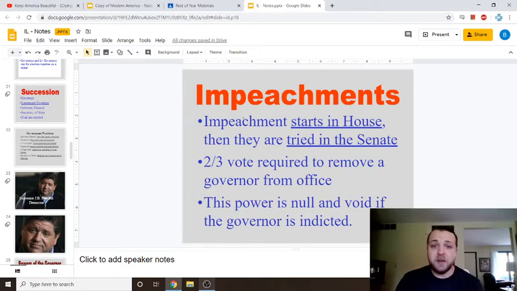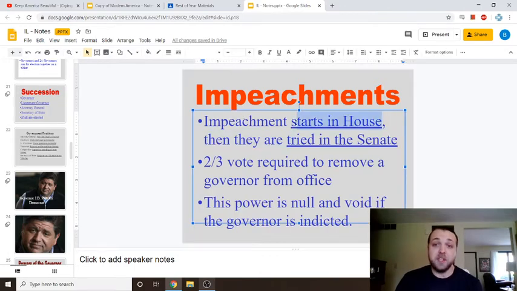Impeachment starts in the House, just like the federal government. If the governor's getting impeached, the House has the power to charge them, to impeach them. The trial then happens in the Senate, where they find out if they're guilty or innocent.